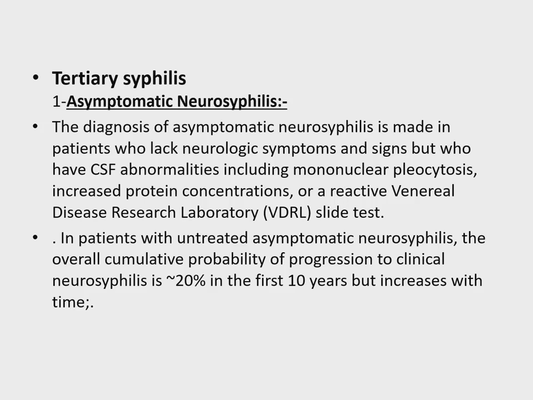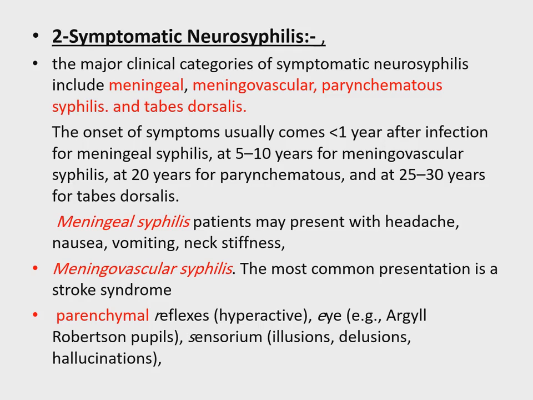How can I know that? I will know that the patient does not have any symptoms of syphilis, but at the same time his serology test is positive and CSF is abnormal. In latent syphilis, he has no symptoms, CSF is normal, but serology is positive. In asymptomatic neurosyphilis, no symptoms, serology test is positive, CSF is abnormal. And this patient with asymptomatic neurosyphilis will, later on, in around 10 years, develop symptomatic neurosyphilis.